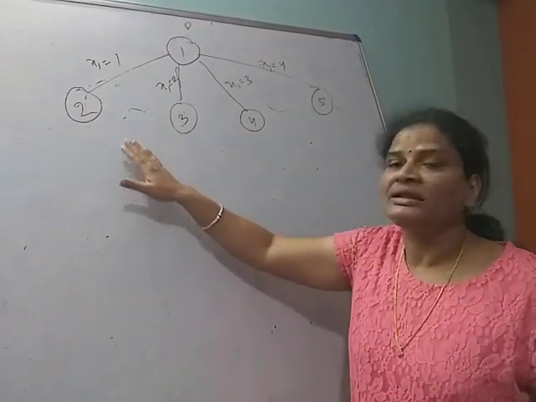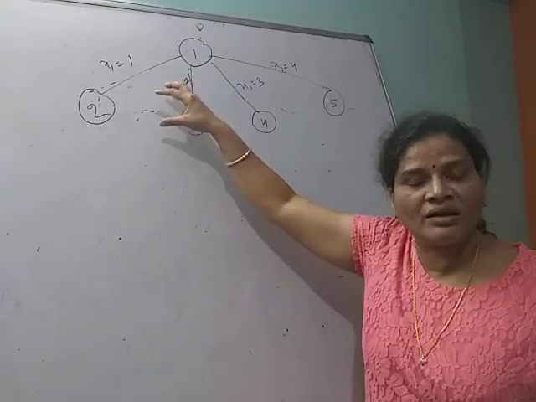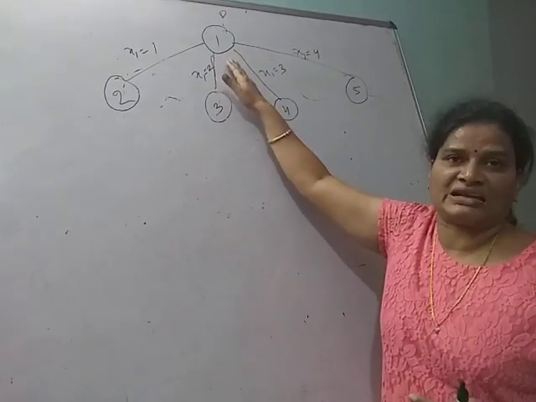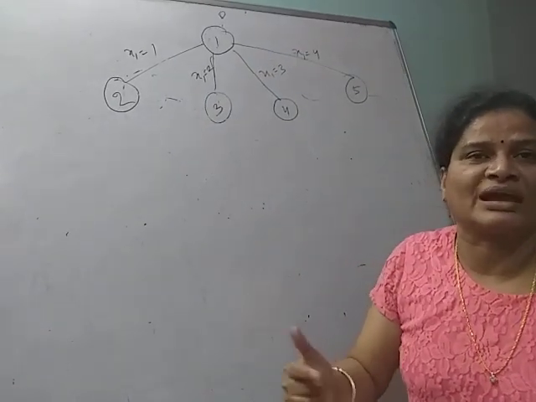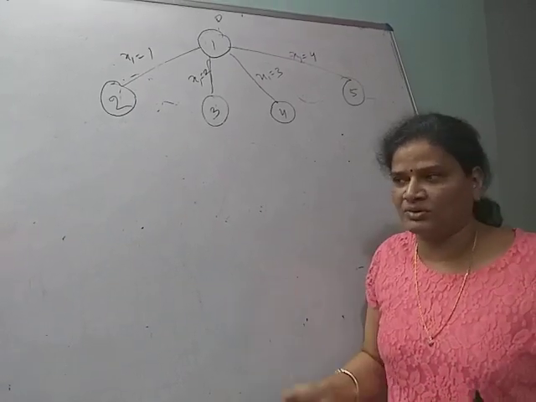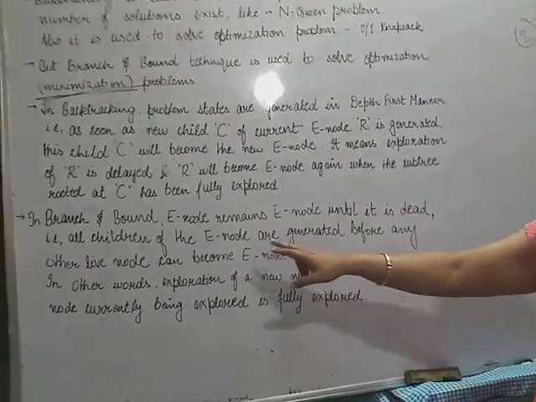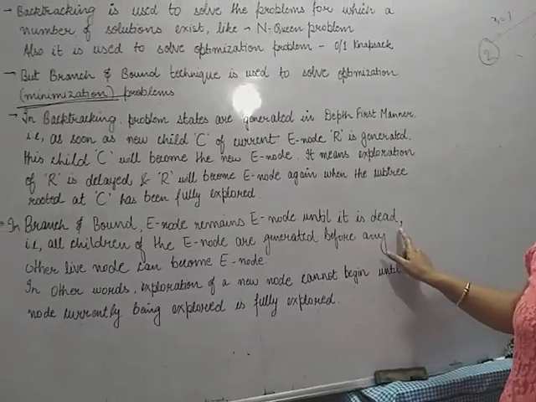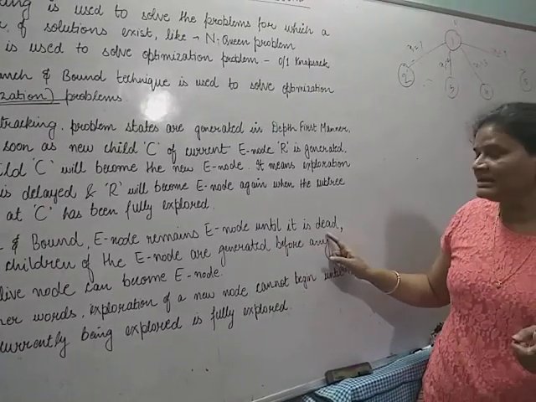So here one E node remains E node until it is dead, or you can say that only when the E node currently being explored is fully explored can the next live node be considered the new E node. What I have written here: in branch and bound, E node remains E node until it is dead. What is the meaning of dead? I told earlier, a node is called dead when all of its children have been generated.